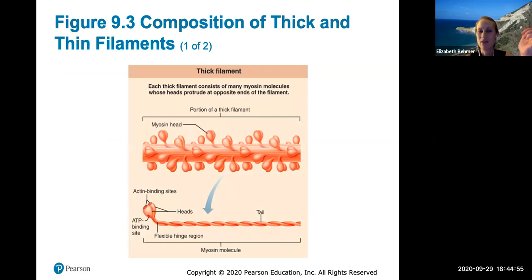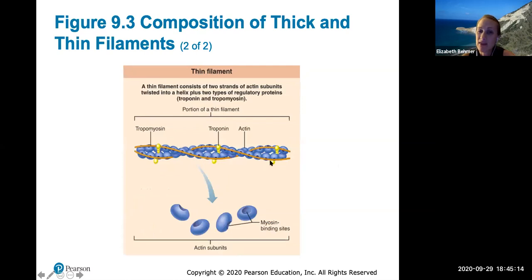First, we'll look at thick filament. So this is the molecular structure of a thick filament. You can see here's one myosin molecule and how several myosins are put together to form this thicker, thick filament itself. You can see the different heads at staggered positions.